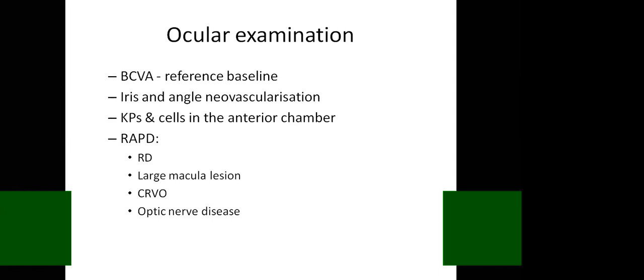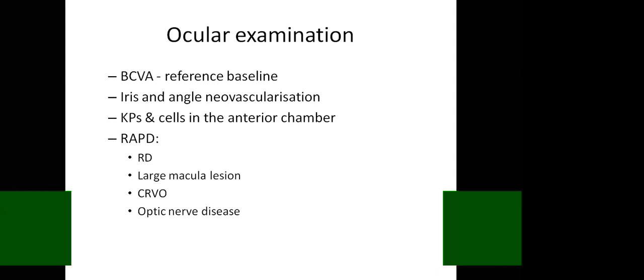You want to look at if there's any iris or angle neovascularization, which may suggest to you a strong possibility of retinal ischemia. You want to look for KPs and cells in the anterior chamber, because in patients with pars planitis, you can have new vessels on the snowbanks, and those can bleed and cause vitreous hemorrhage.